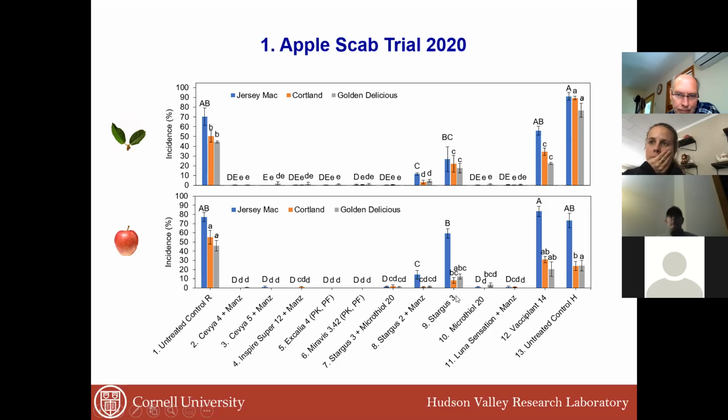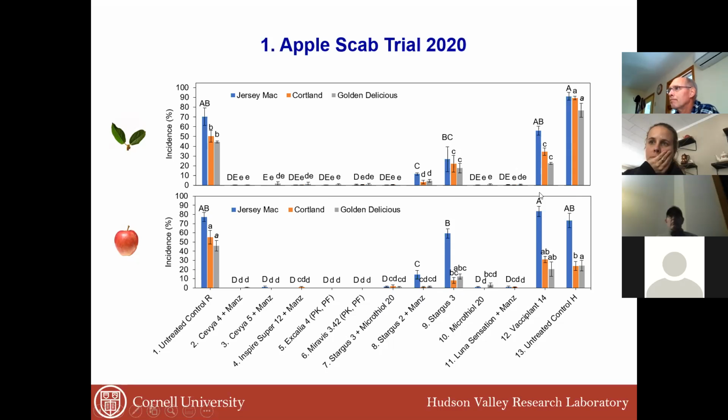Or also in certain cases, like with Stargus, we see what Stargus can do alone in treatment 9 in comparison to a combination of Stargus along with sulfur, which is treatment 7. So overall, we think that the lion's share of the effect that you see in this combination of Stargus and sulfur is largely because of the sulfur impacting the apple scab fungus.